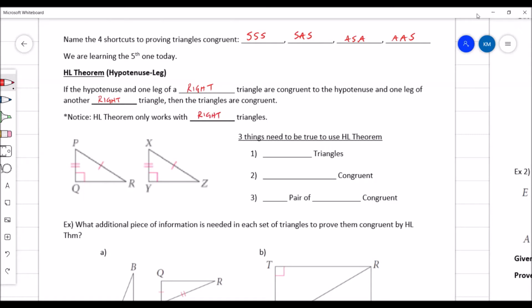So 3 things need to be true to use the HL theorem. First, it must be a right triangle. Second, the hypotenuses must be congruent. And then one pair of sides is congruent, or one pair of legs.